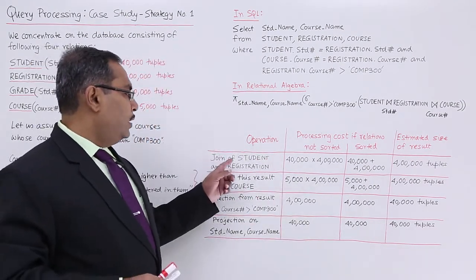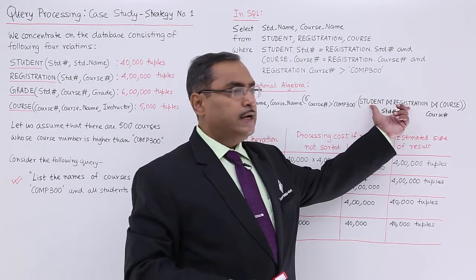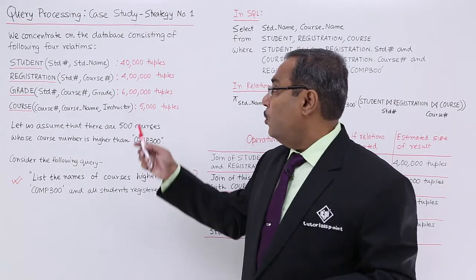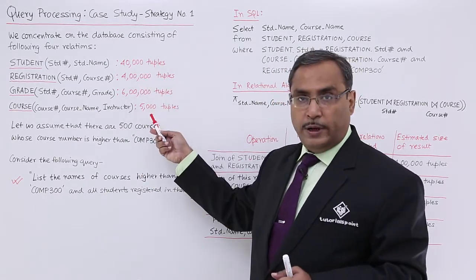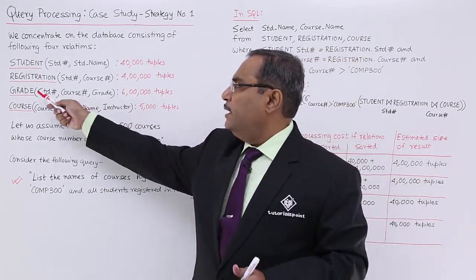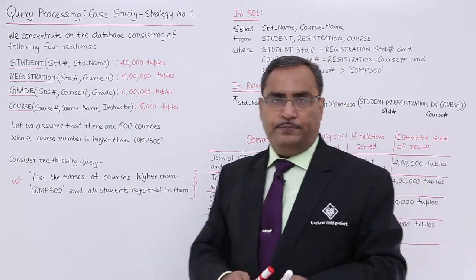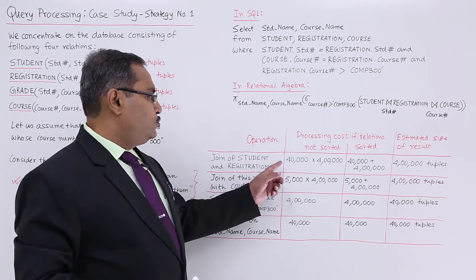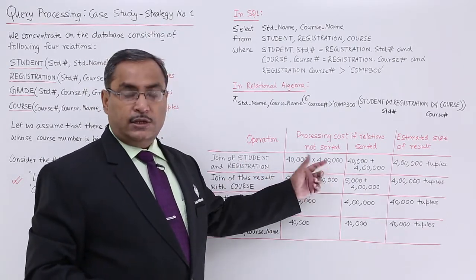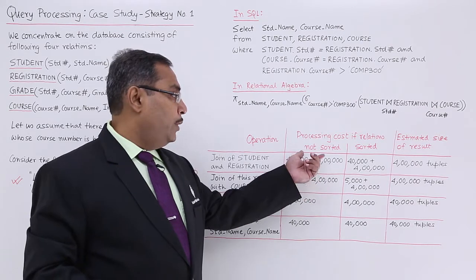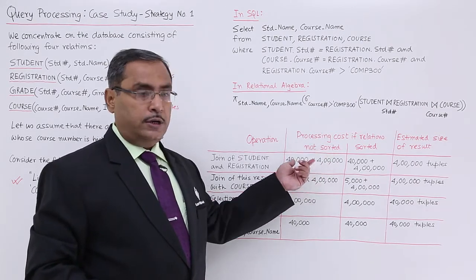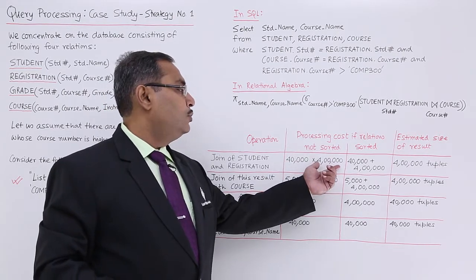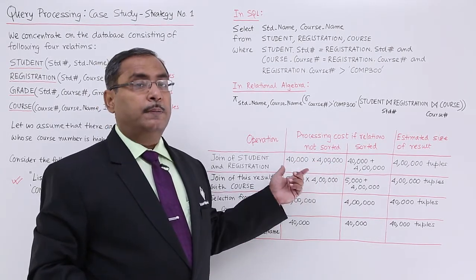See, join of student and registration. So at first I am considering this one. So join of student and registration, here we are having all the tuple counts. Only the grade table is not required in our query. Rest three tables are required. Now, so 40,000 into 4 lakhs. So this number of tuples are getting formed when the tuples are not sorted on this particular student number, and here also on this particular student number, if the tuples are not sorted.